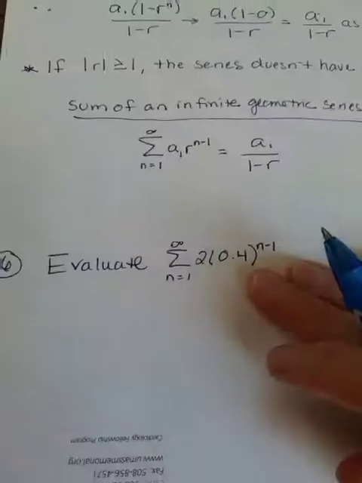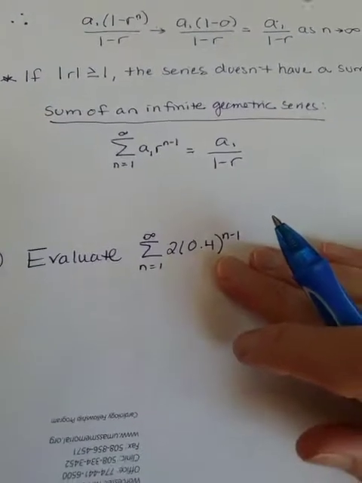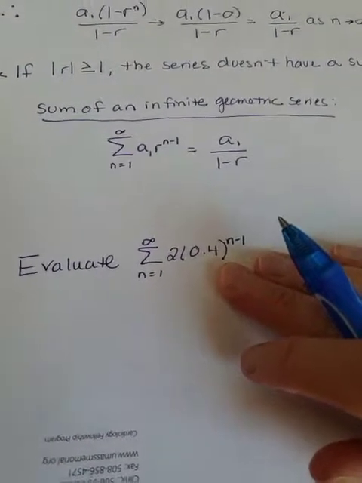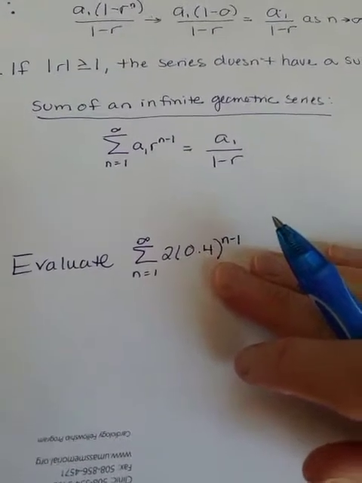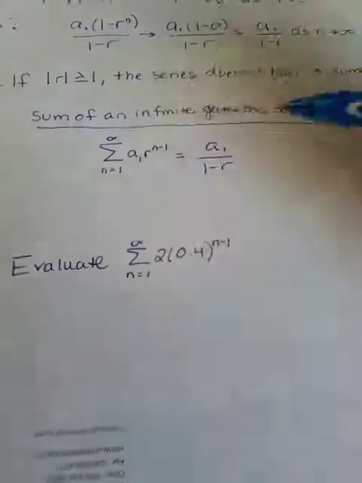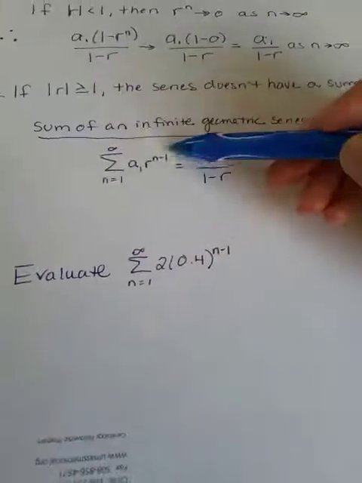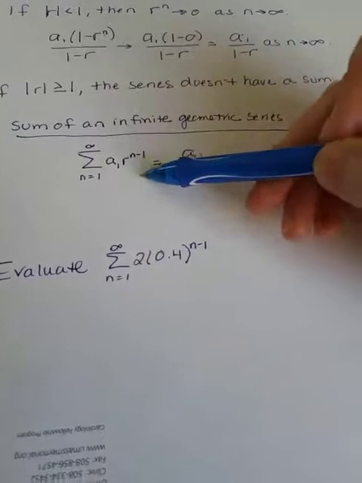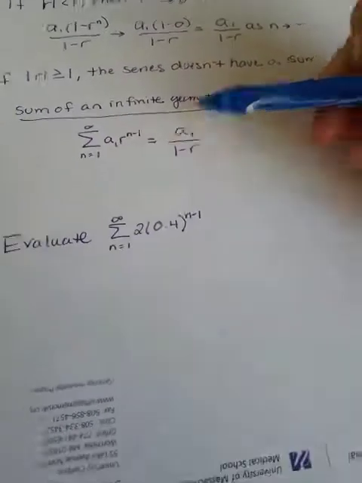So here we go, number 6. Come on, last one, I promise. If we ask you to evaluate the sum from n equals 1 to infinity of 2 times 0.4 to the n minus 1, this fits the expression that's up here, so I can just jump right into it.